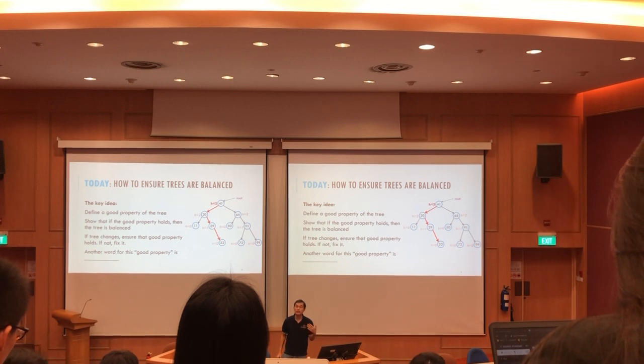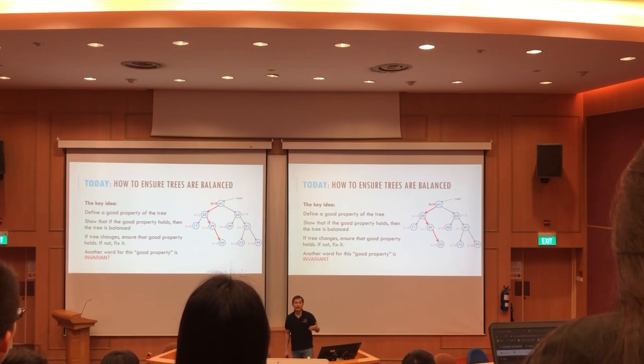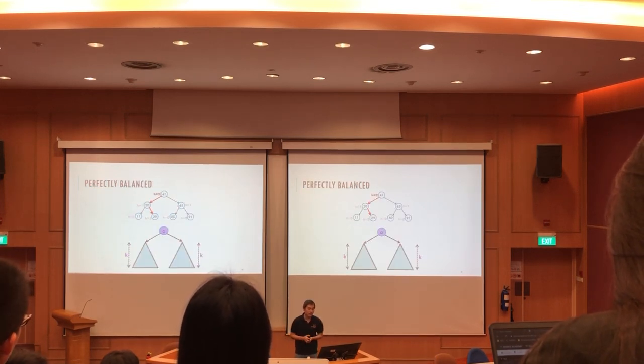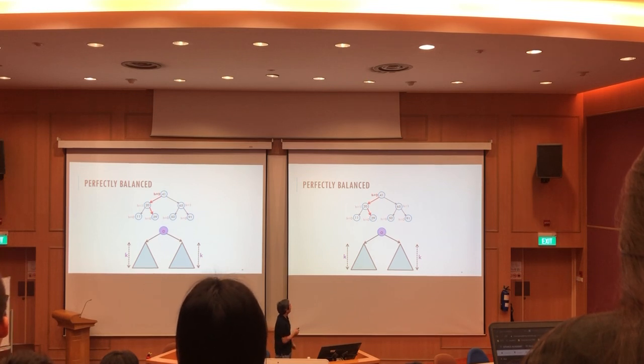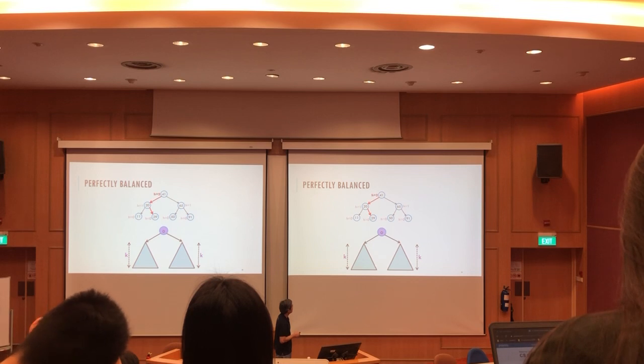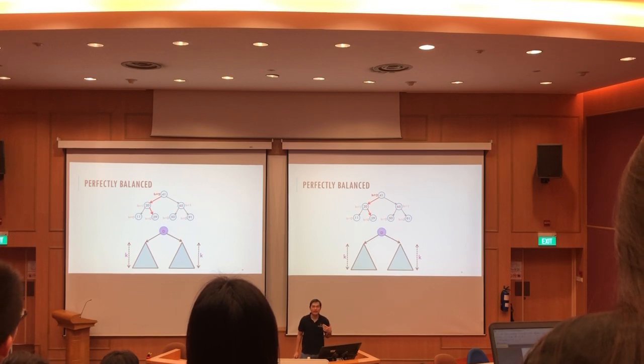So what's another word for this good property that we want to hold? Invariant, right? So we want this to be our invariant. Okay, so we're going to maintain a certain invariant for the trees that we're studying today. And the invariant is called height balance, but we'll talk about perfectly balanced first. Okay, so this is a perfectly balanced tree. As you can see, the height on this side is equal to the height on this side, right? You can see it's perfectly balanced, it's all filled up, right? So this is a perfectly balanced tree. Okay, this is pretty hard to maintain in real life.